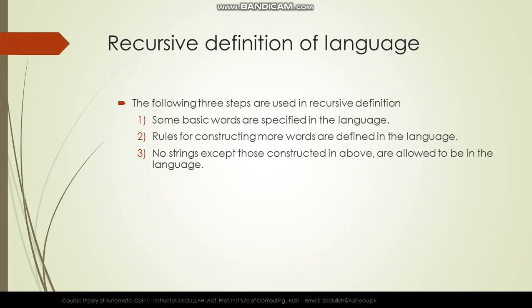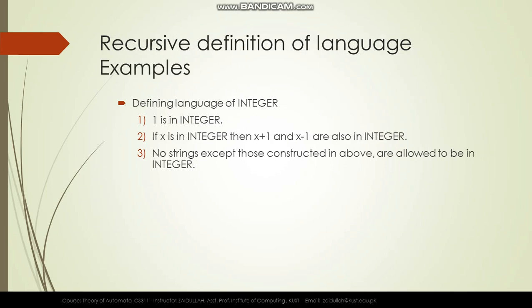In recursive definition of language, there are three steps to follow. First step is that some basic words are specified in the language. Second step is a rule is defined for constructing more words, and in the third step, it is made more generalized that no other words are allowed to exist in the language except those satisfying step 1 and step 2.